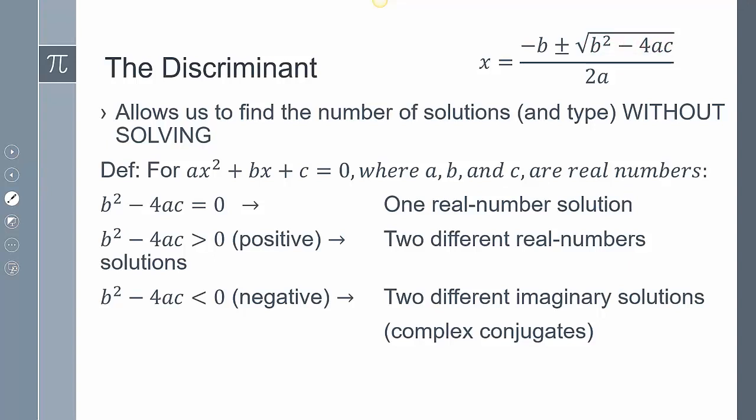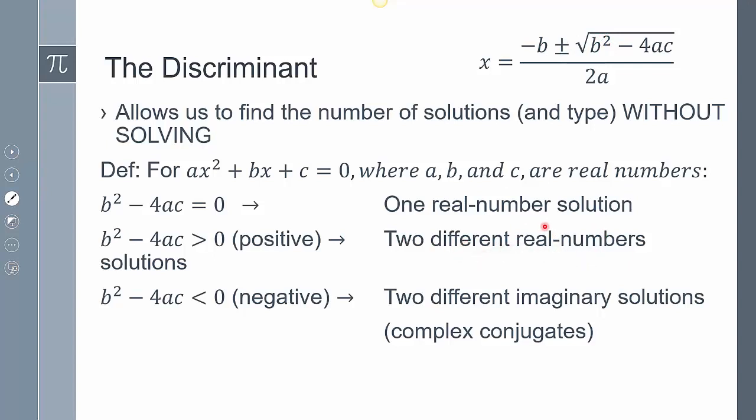Even thinking about it logically, if this became 0 in my quadratic formula, then I'm adding and subtracting 0, which means this is just one value. If I add 0 to it or subtract 0 from it, I get one actual number. If this number is positive, then I'm going to be adding a positive number and subtracting a positive number from it. So b plus 1, b minus 1, those are two different numbers, so I'm going to get two different real solutions.